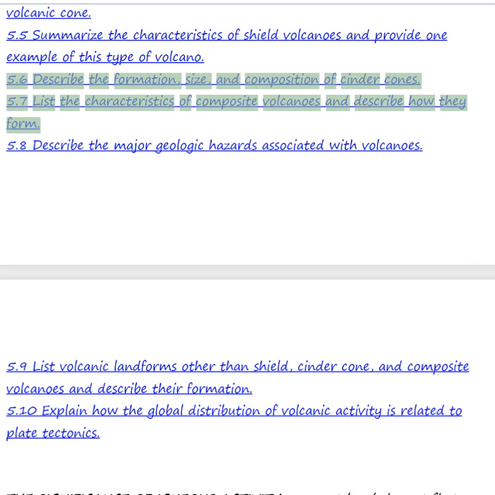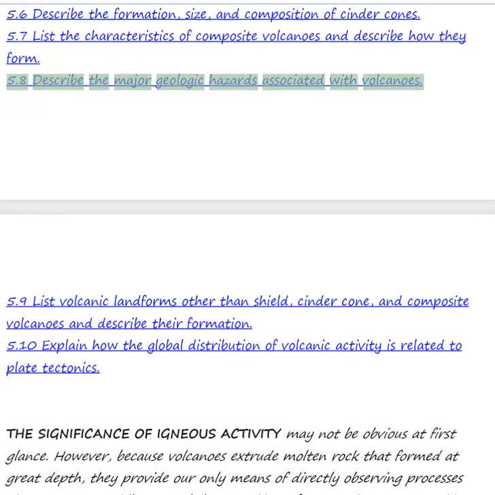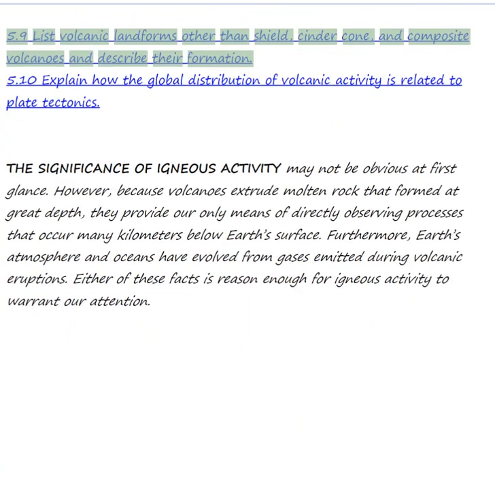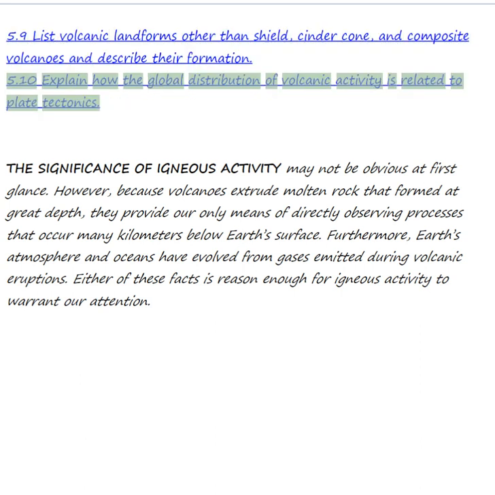5.7 List the characteristics of composite volcanoes and describe how they form. 5.8 Describe the major geologic hazards associated with volcanoes. 5.9 List volcanic landforms other than shield, cinder cone, and composite volcanoes and describe their formation. 5.10 Explain how the global distribution of volcanic activity is related to plate tectonics.